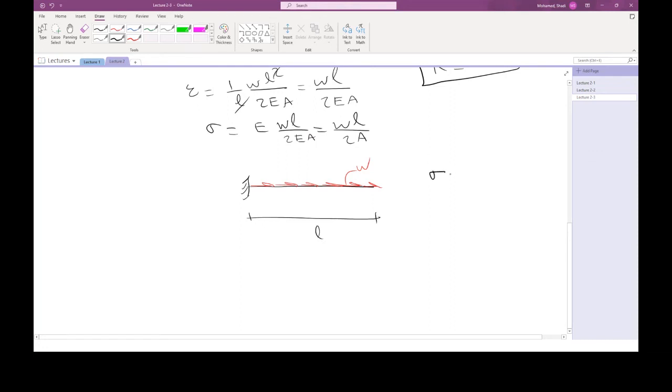Now I know the stress is always going to be the force divided by the cross section. This is always the case for axial forces, for axial loading: the stress is the force divided by the cross section. So I want to evaluate the force.